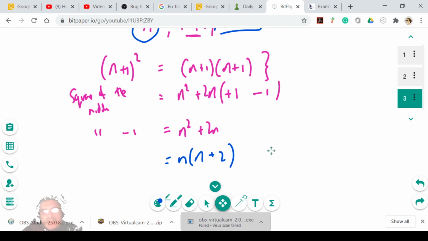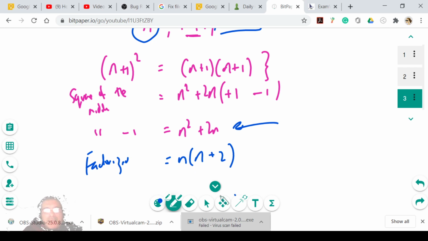When you're doing an exam question, you think, oh my God, I don't know what the next step is, and I've got a quadratic. So what do I do? Well, just factorise it. You might see something. So I've factorised this quadratic, and I've got n times n plus 2.